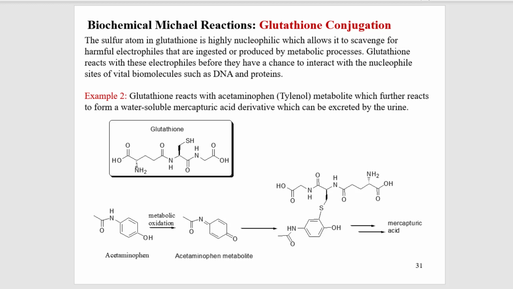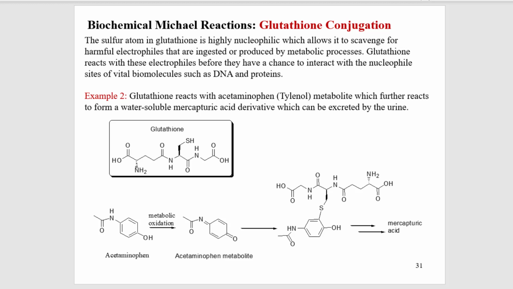Most of this is putting what we've learned in this chapter into perspective and giving you some examples in real life about these alpha-beta unsaturated systems and other enolate type chemistry that's important. So sit back and watch as we go through some examples. The first one I wanted to talk about was glutathione conjugation.